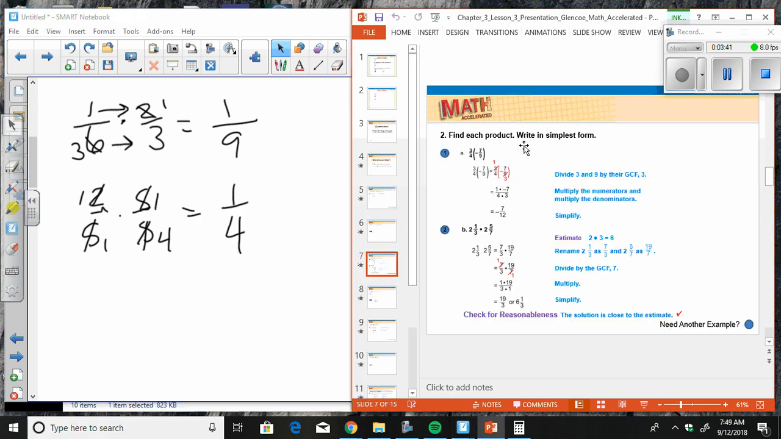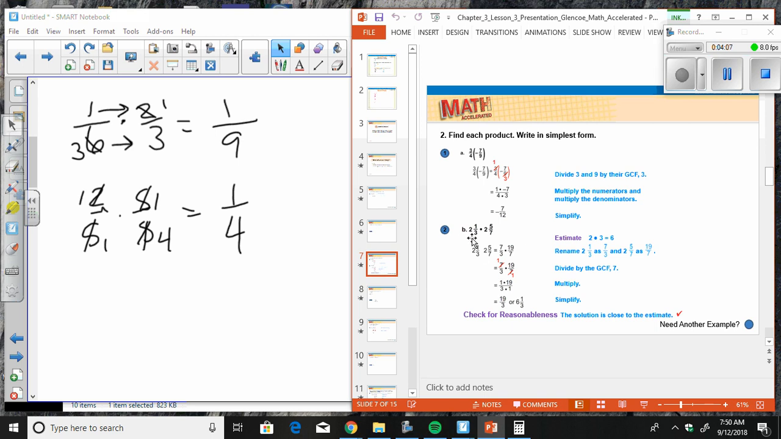Next, find each product, write in simplest form. So we have a positive 3/4 times a negative 7/9. If we multiply straight across, actually they cross-reduced first, so that's nice. The 3 goes into 3, and the 3 goes into 9. So now we have 1 times -7, -7. 4 times 3 is 12, and we get -7/12, and it's already simplified.